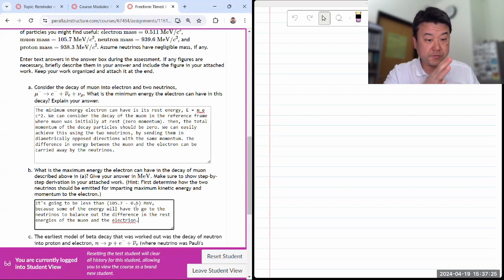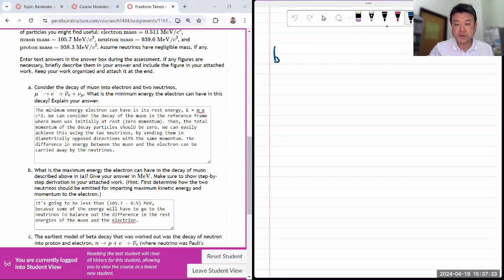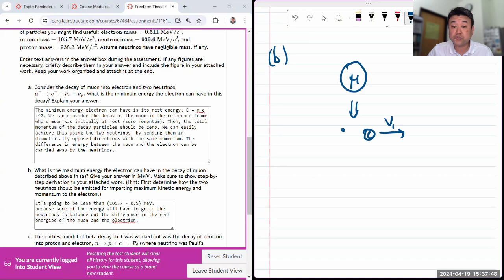Alright, so I have to set up the scenario. Let me do part B. I have a single particle, the muon, and it's going to decay into basically two particles. One of them will be the electron, going to the right with speed v1. If I want to maximize the electron velocity, then the two neutrinos should be adding in the same direction, so their momenta point in the same direction.